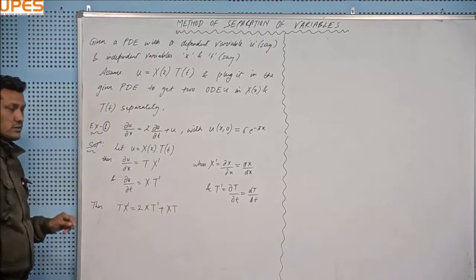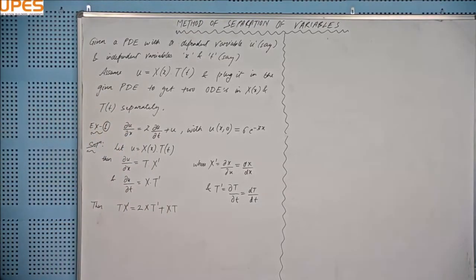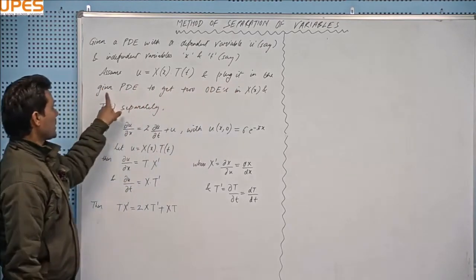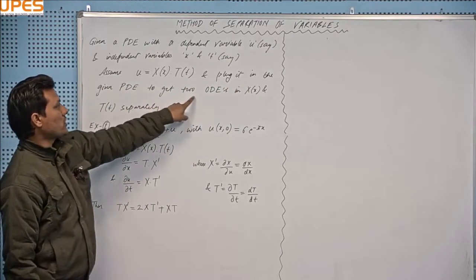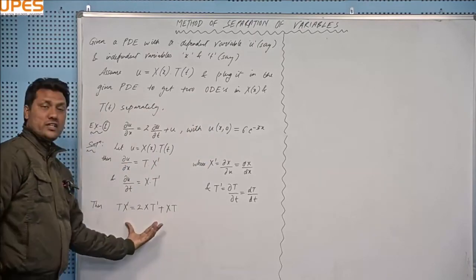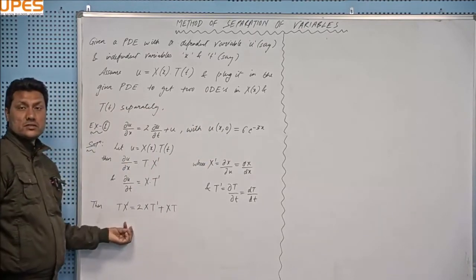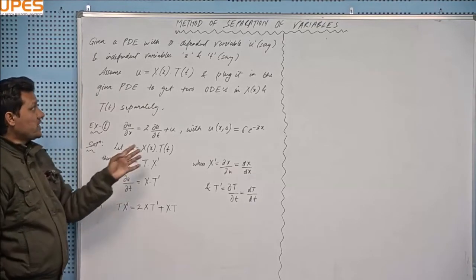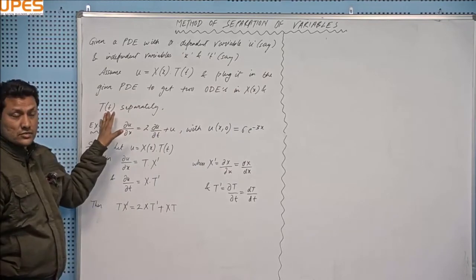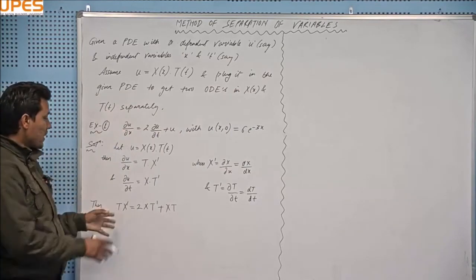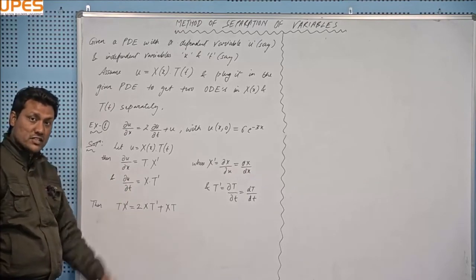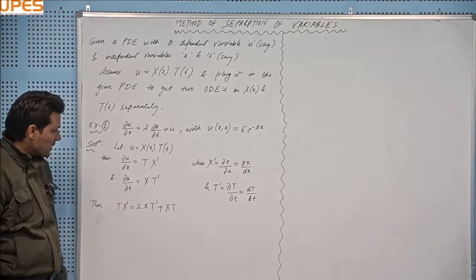Let me try to separate, because we plug it in the given PDE to get 2 ordinary differential equations. My aim is to obtain 2 ODEs from this single equation. And 2 ODEs means one in variable x and the other in variable t. So that should be your target. Try to separate it in such a way that t and x get on different sides. Let me divide this by capital XT.